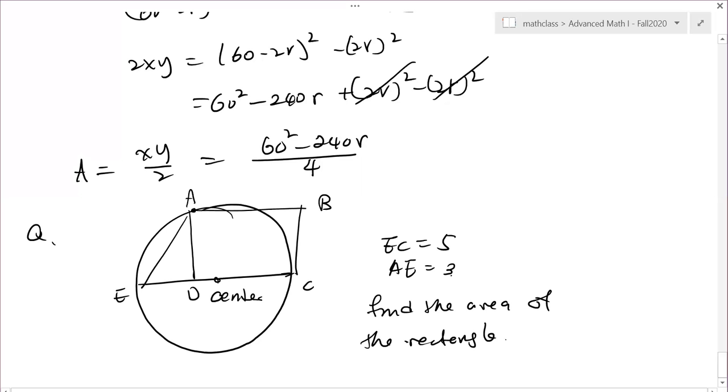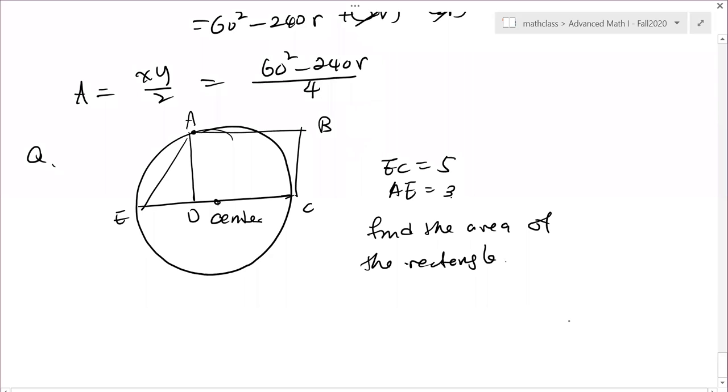Okay. I think the rectangle is uniquely determined, because AE, in general, EC is a diameter. Okay, half of EC is going to be... no, that's... I think it should be on the other side. So, yeah.